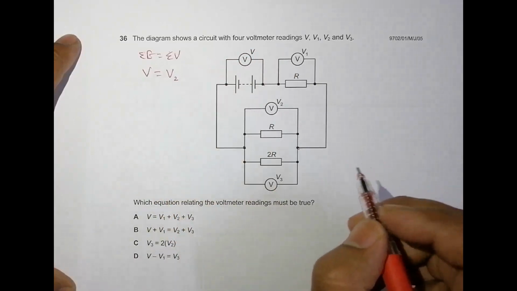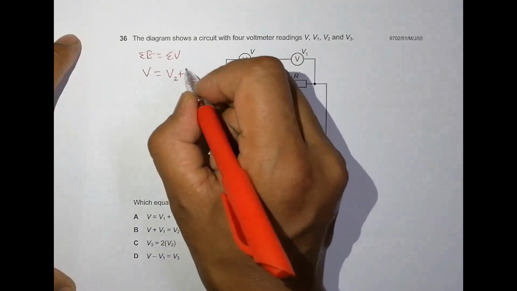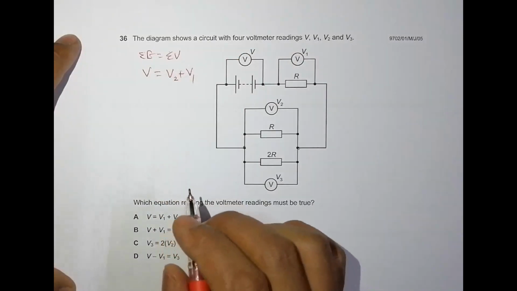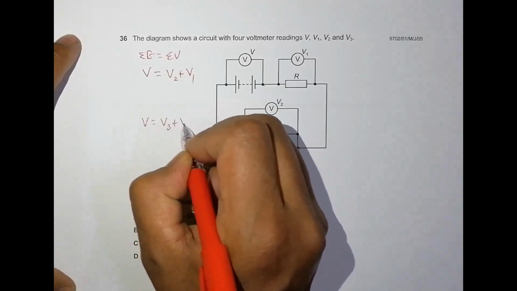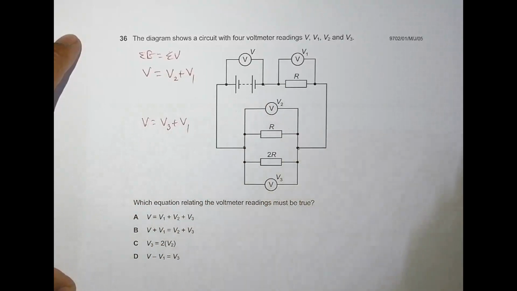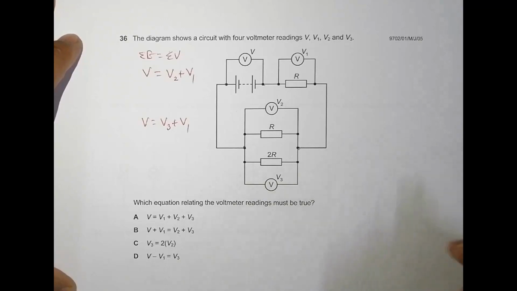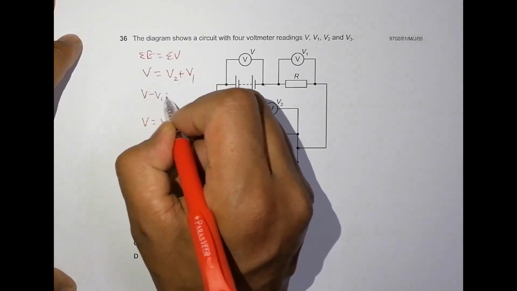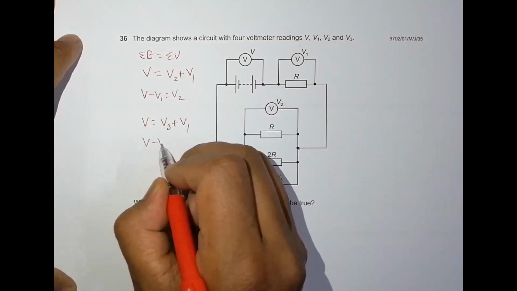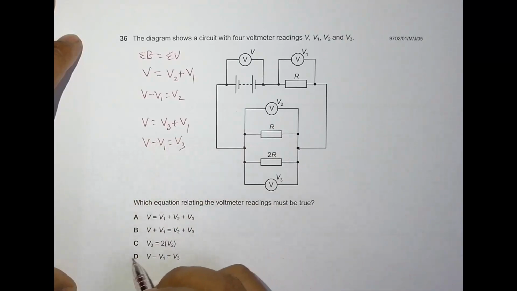So let me use V2 plus the next source of PD, which is V1. So I have V equal to V2 plus V1, or I can say V equal to V3 plus V1, because V2 and V3 are exchangeable. Now, if I rearrange, V minus V1 is equal to V2, or V minus V1 is equal to V3. So if I go through the choices, then choice number D is the correct choice.